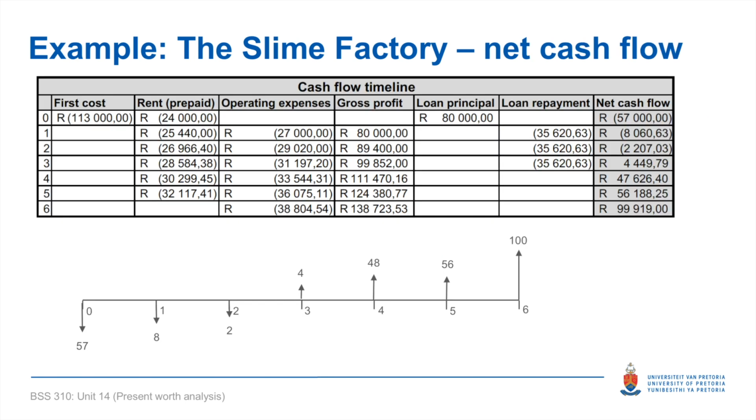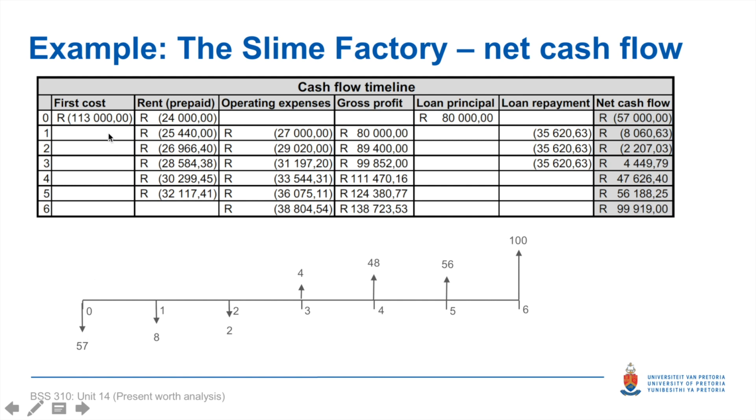Let's calculate the net cash flow at each point in time. At point 0, I have my first cost, which is a negative number, my prepaid rent of 24,000, no operating expenses or gross profit, remember that's over here. I have the principal amount that I've received from my loan and no loan repayment yet, which gives me a net cash flow of negative 57,000, so a cash outflow of 57,000.